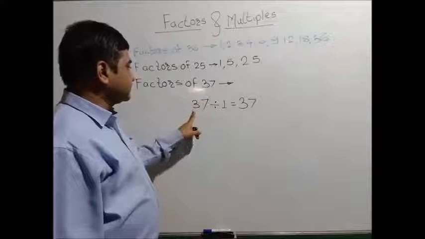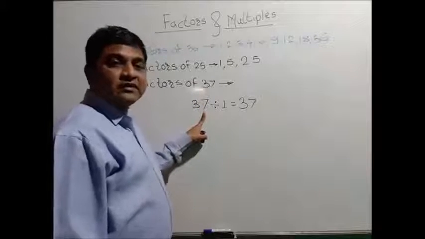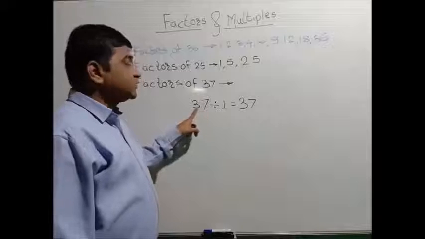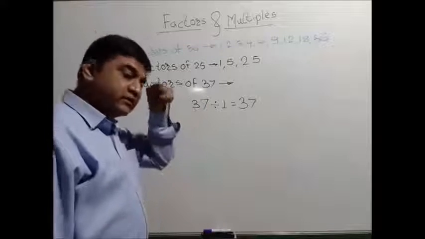Okay, we'll take the addition of 3 and 7, it will be 10. And 10 cannot be divided by 3. That's why the number is not divisible by 3.